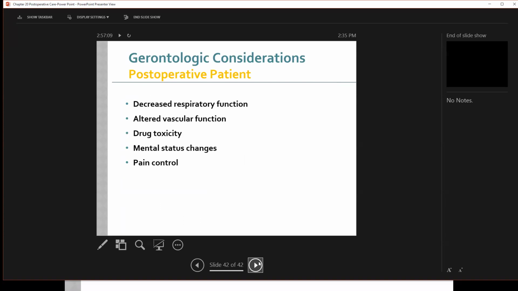The gerontological considerations include decreased respiratory function, including decreased ability to cough and decreased thoracic compliance. These can lead to an increase in the work of breathing and decreased ability to eliminate drugs. Altered vascular function as a result of atherosclerosis and decreased elasticity of blood vessels, along with the possibility of decreased circulating volume and hypertension, may lead to cardiovascular problems.